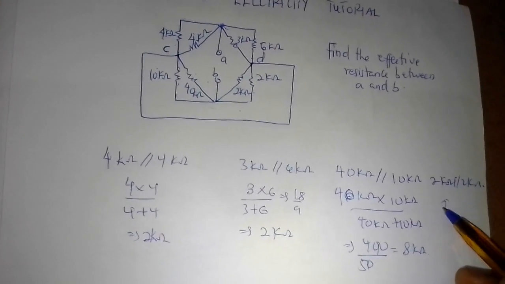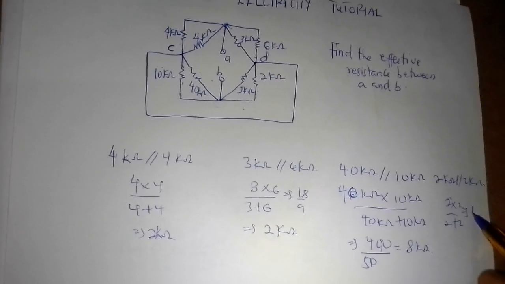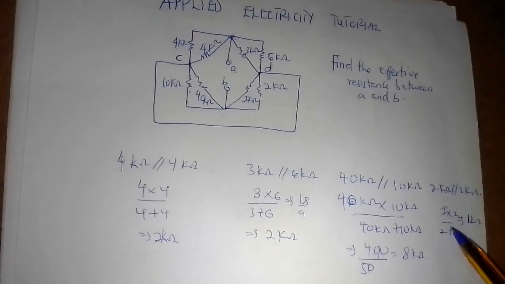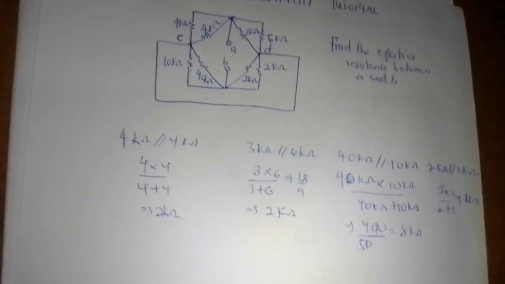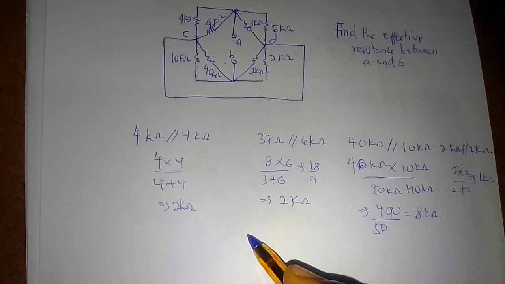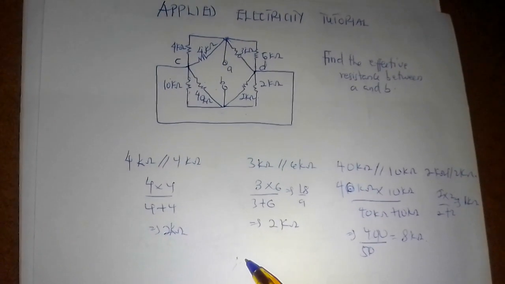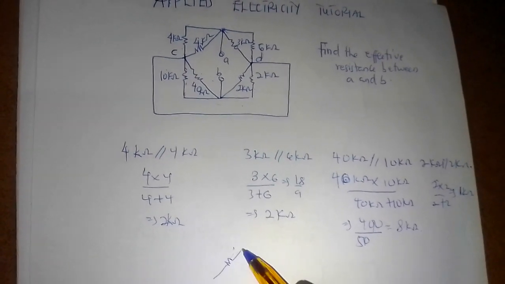Finally, 2 and 2, that will give me 2 times 2 over 2 plus 2, and this is equal to 1 kilo ohm. So that is 4 over 4, 1. So let me redraw my circuit. I'm going to compress all these connections into a single thing, so I'll be left with something like this.